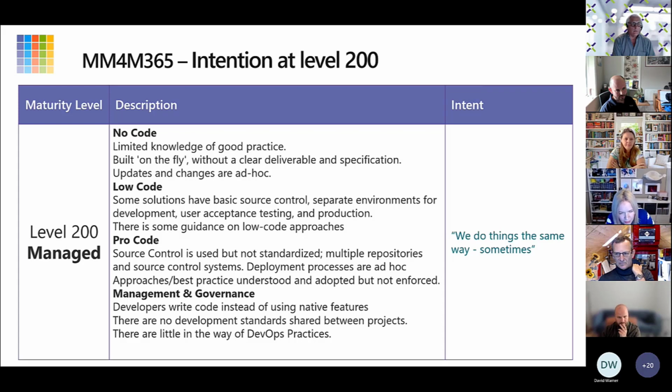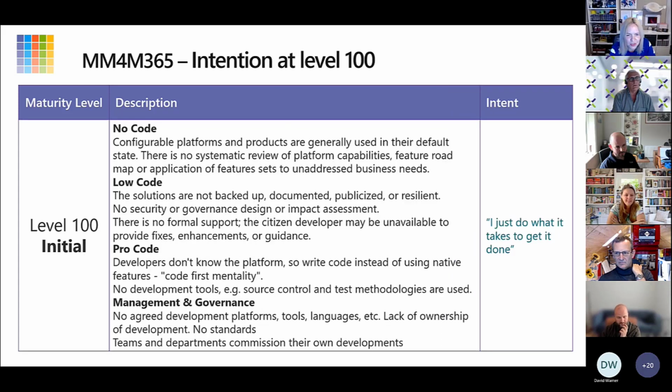Yeah, if you just go back to that slide, I think my favourite line on here, which I've seen tons with SharePoint, is developers don't know the platform, so write code instead of using native features. The amount of developers I've seen over the years try to build stuff for SharePoint that you can do out of the box just blows my mind.